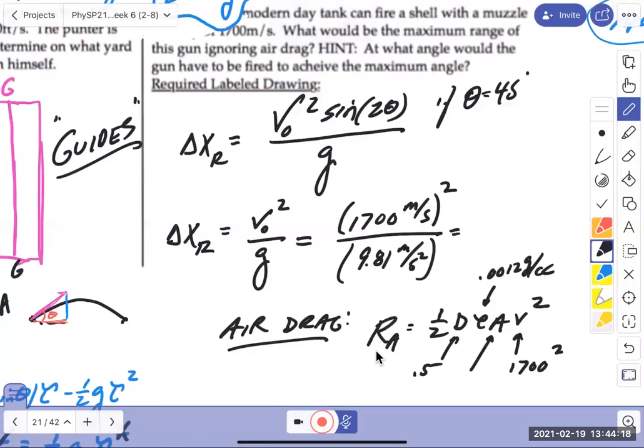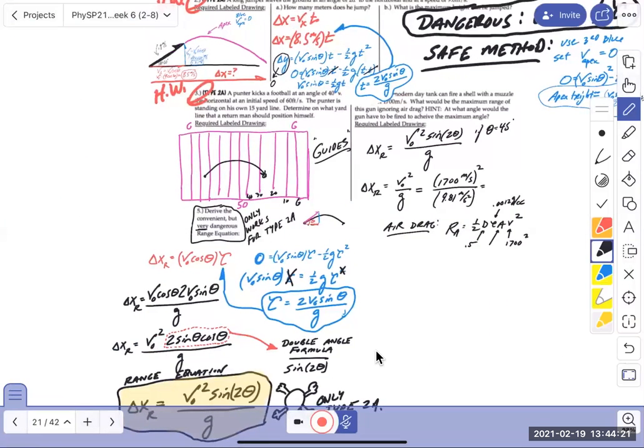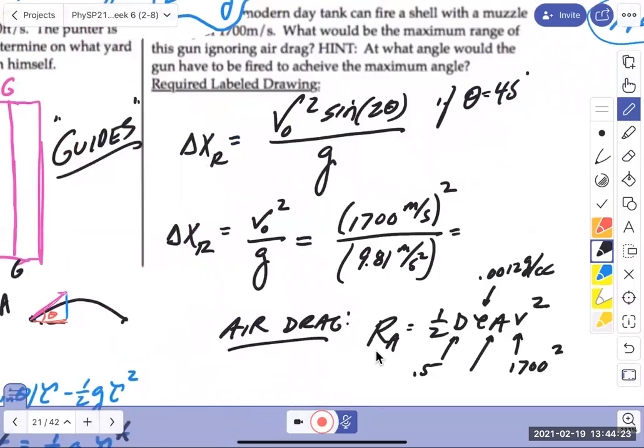Okay, so that's how you work that problem. That's number 5 done as well. So that takes us to the back.